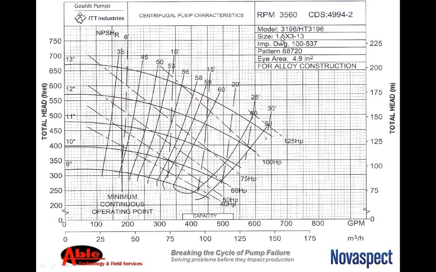Over here in the upper right-hand corner, you're going to see the size, 1.5 by 3 by 13. That is the maximum size impeller. This 1.5 is your discharge side of the pump, and your suction line coming in, which will feed the pump, will be a 3-inch.